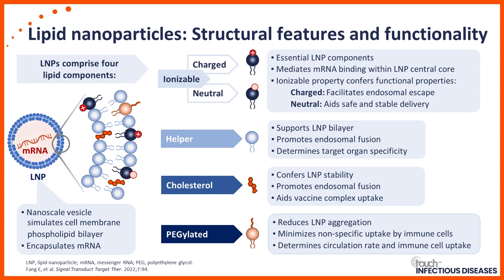There are also helper lipids in the LNP. This helps support the lipid bilayer. It promotes endosomal fusion and can also determine the target organ specificity. Another component is cholesterol, which confers the LNP stability. It also promotes endosomal fusion and aids the vaccine complex uptake. Finally, we have the pegylated lipid, which helps to reduce LNP aggregation. It minimizes the nonspecific uptake by immune cells, and it also determines the circulation rate and immune cell uptake.